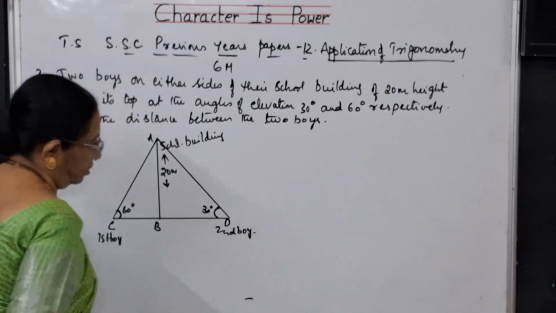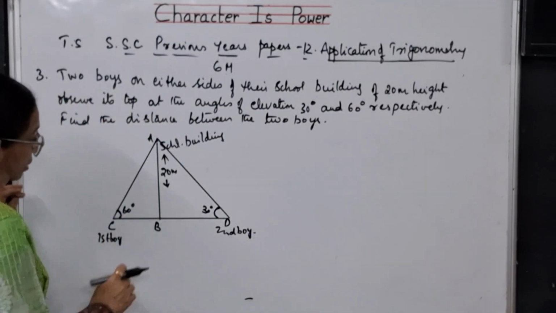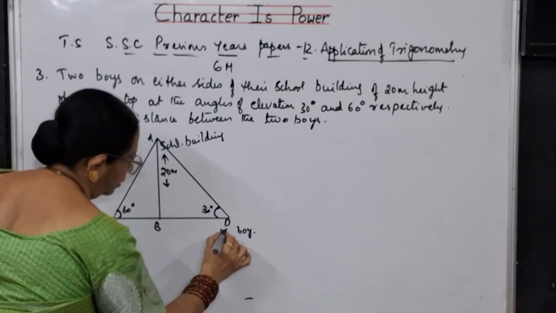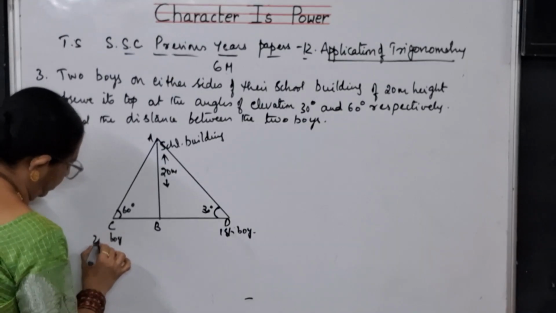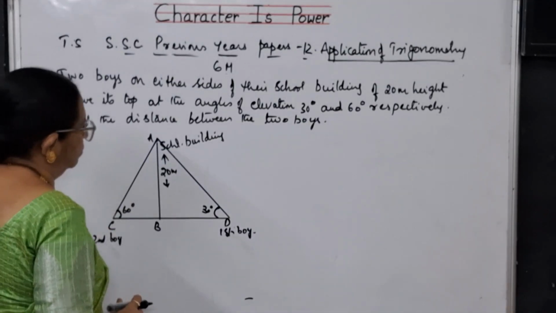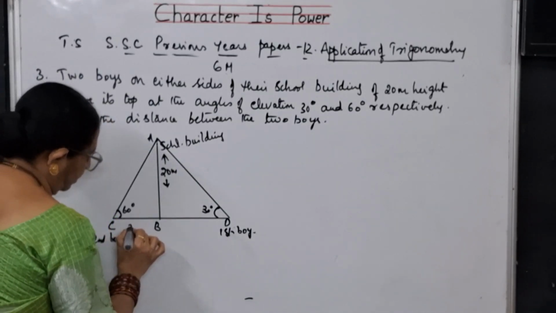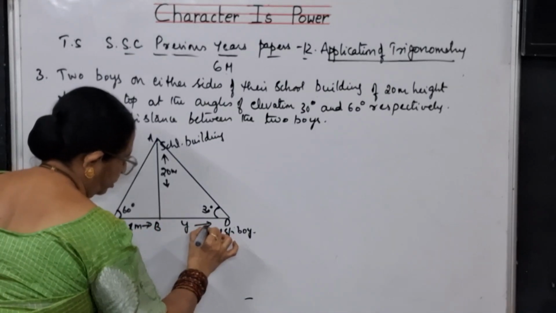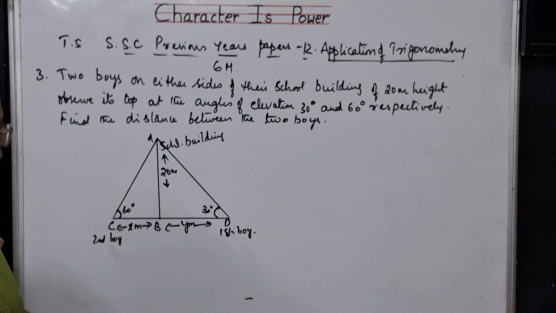Let us consider the first boy standing here and the second boy standing here. They said respectively, so here I should take 30 degrees for the first boy, and here the second boy. Now we need to find the distance between these two. Let the distance between B and C be x meters and B and D be y meters. If you add x and y, you get the required answer.